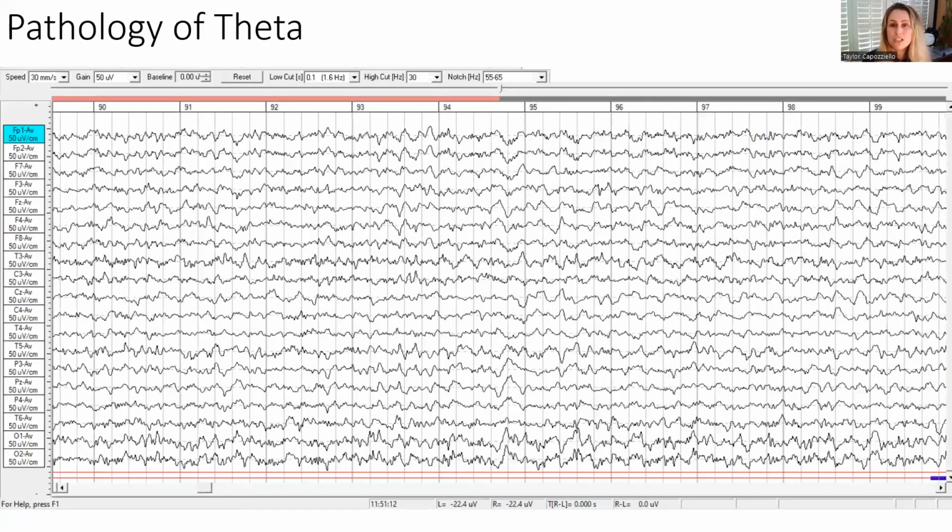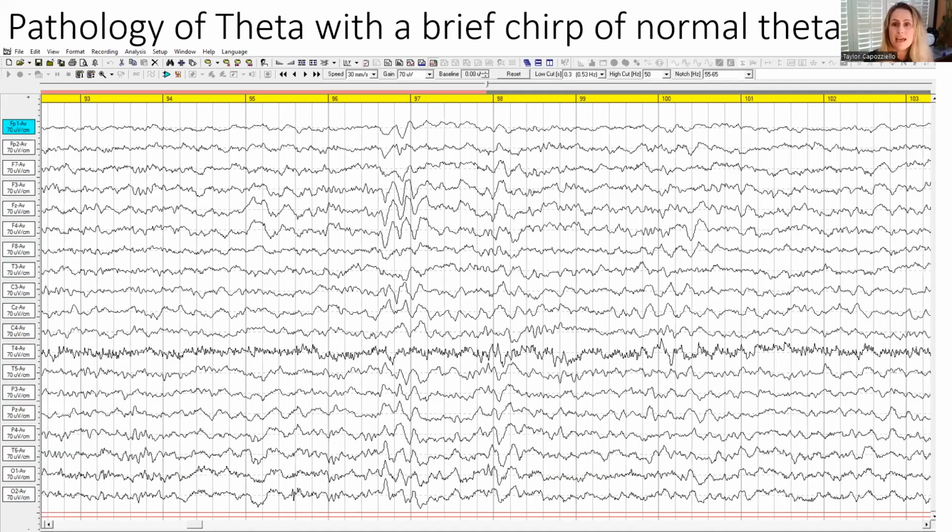Here are some pathology of theta examples, and we can see pretty clearly a lot of slowing going on. So we can look here, and we can also judge that some of that might be that polymorphic delta activity. Here's the burst of theta mixed with that slowing of theta background. So we have a burst, normal, but then we also have that slowing, and we can see that it's very different.